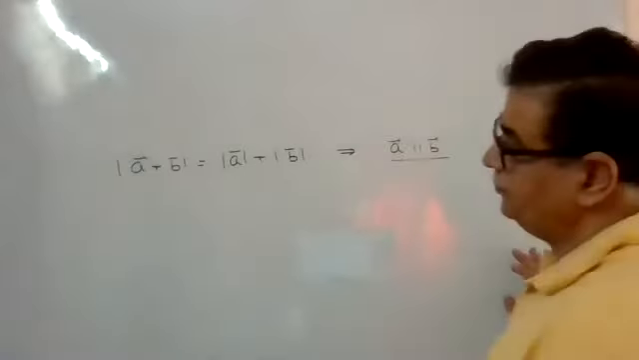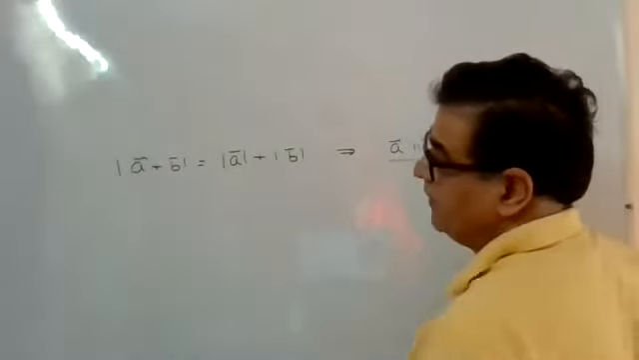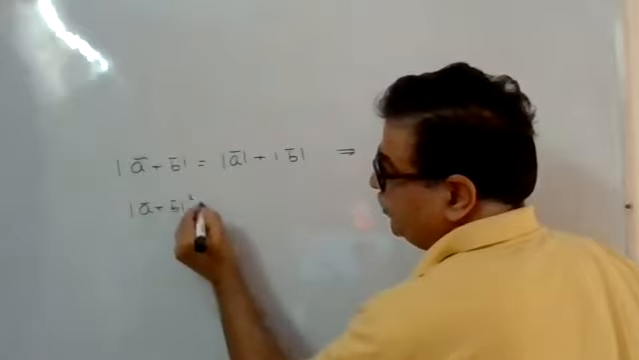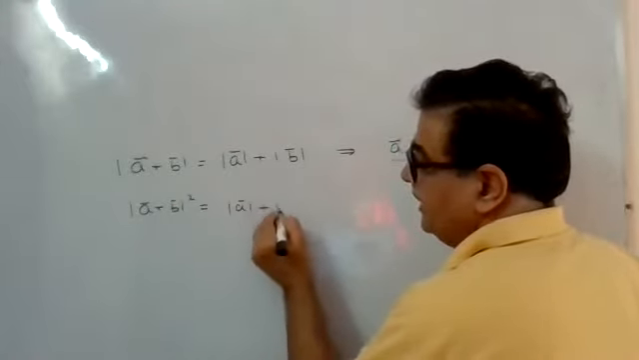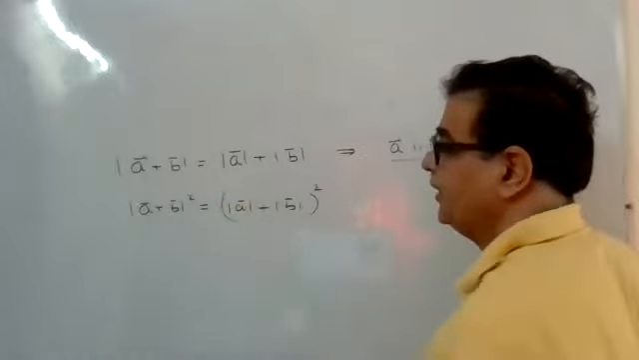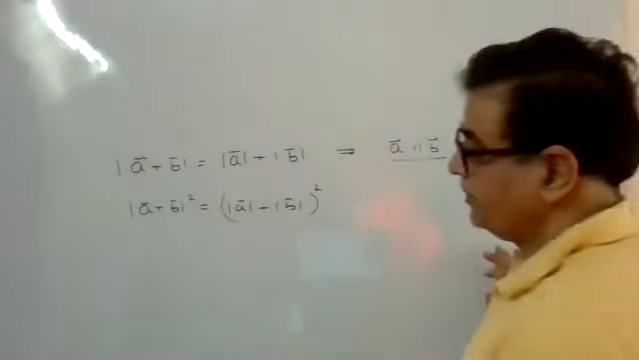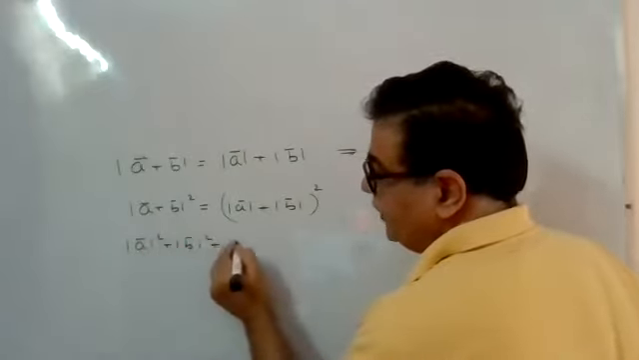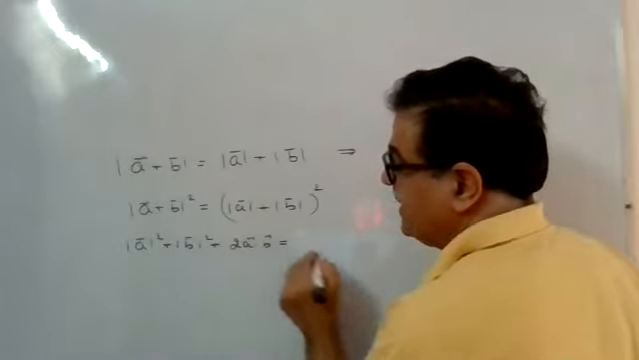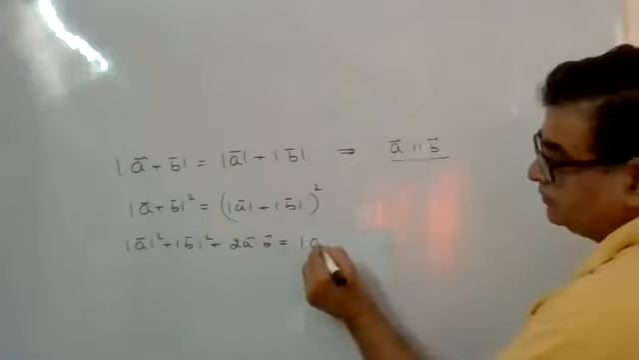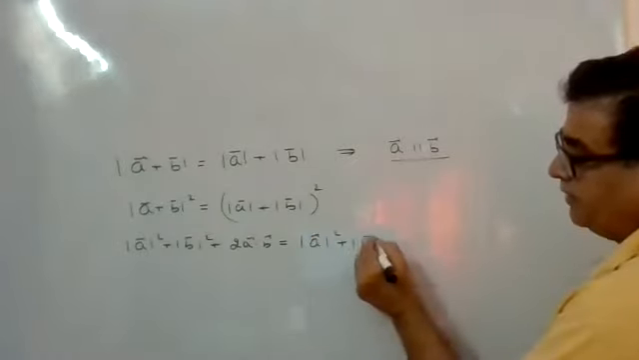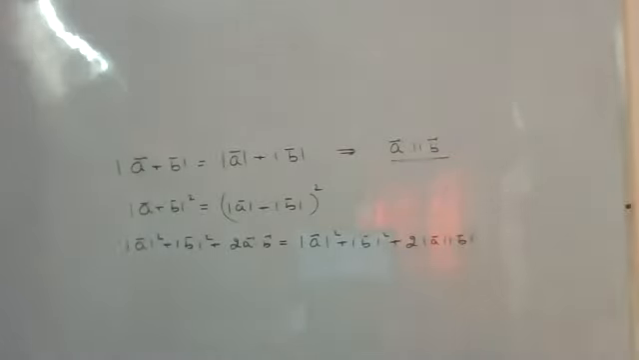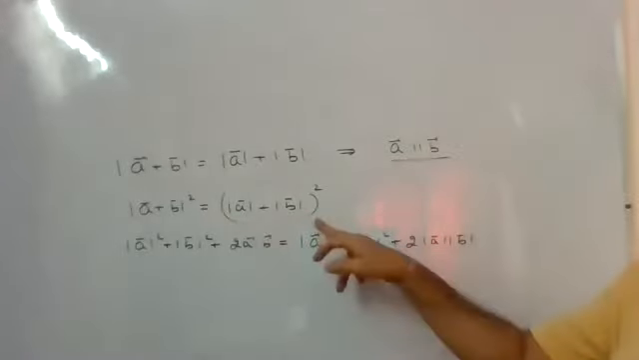Again we start. These are numbers only because they are moduli here. So we will write magnitude of A plus B whole square is equal to magnitude A plus magnitude B whole square. Now when you solve it, it will come magnitude A square plus magnitude B square plus twice of A dot B equal to magnitude A square plus magnitude B square plus twice magnitude A magnitude B. This is simply the A plus B whole square formula.